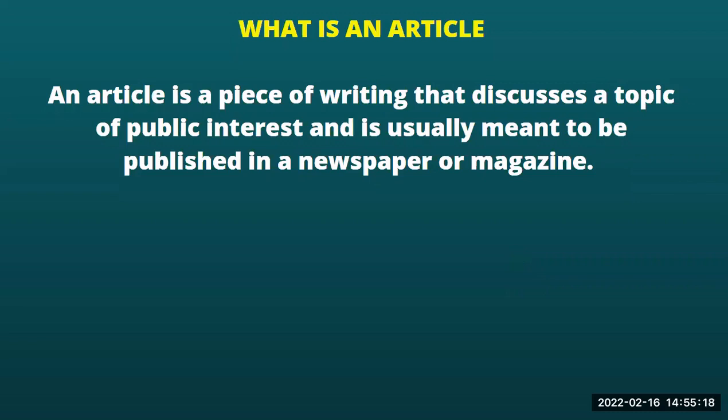What is an article? An article is a piece of writing that discusses a topic of public interest and is usually meant to be published in a newspaper or magazine. And so if you pick a newspaper or magazine, as you browse through the pages, you will find different articles written by individuals. So an article is a piece of writing that discusses a topic or a subject or an issue of public interest, all right? And is usually meant to be published in a newspaper or magazine.